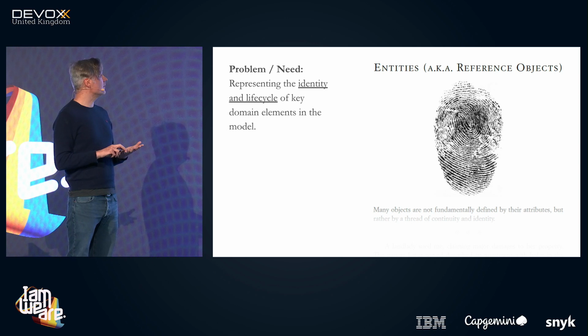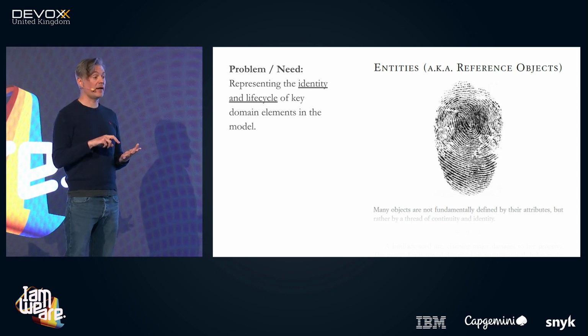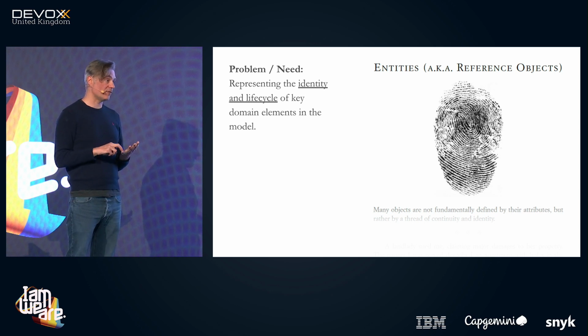So entities, some of those pieces, for example, might need to represent the identity of a thing. So an entity is just the identity of a thing. So you forget about all of the other things. You forget about the data attributes.